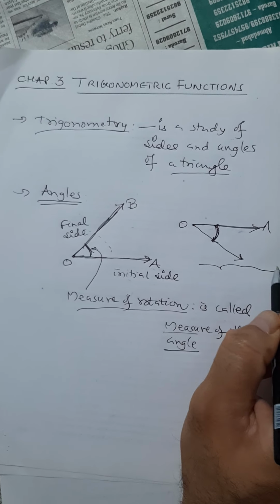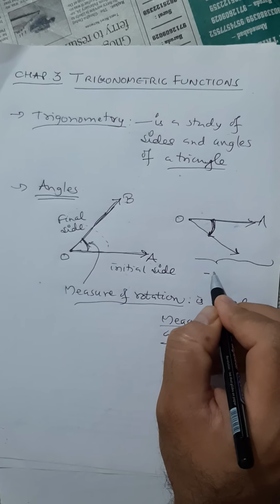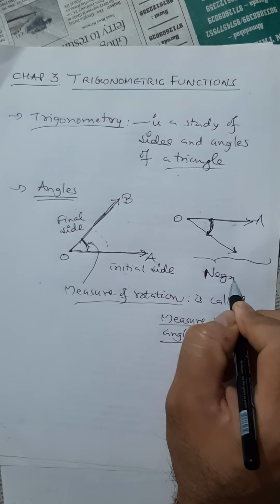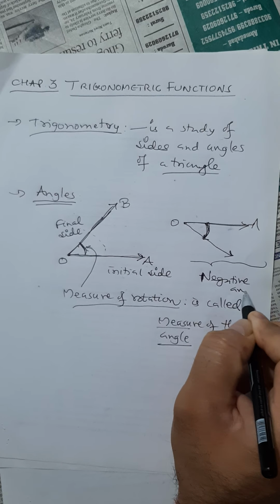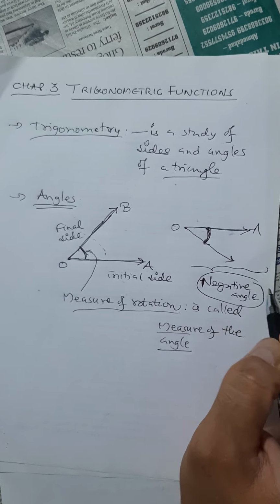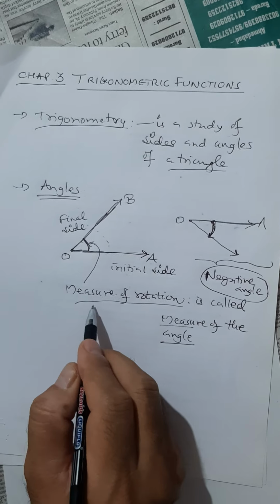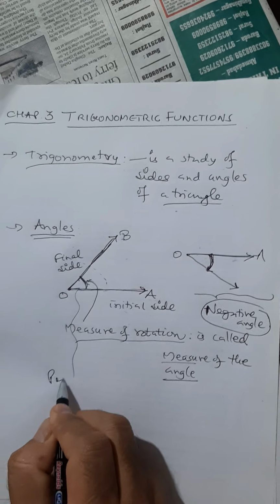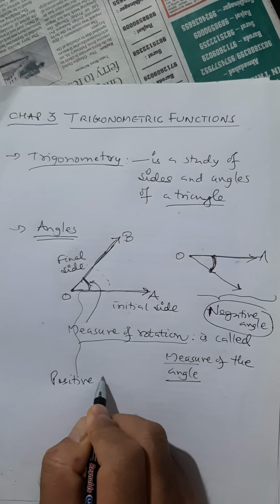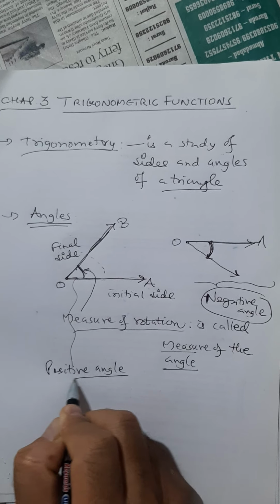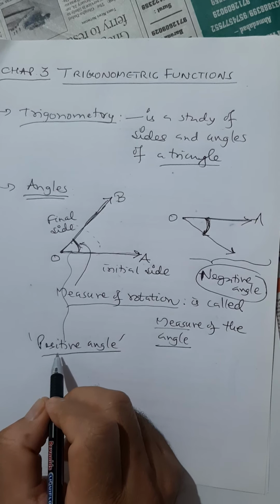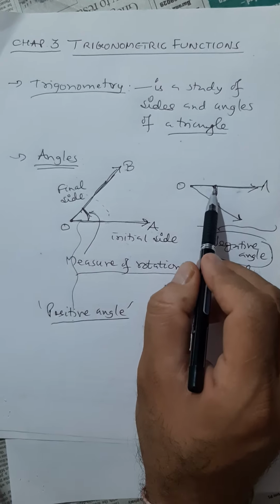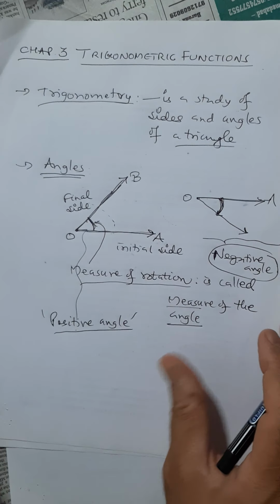But when it is in clockwise direction, then a negative angle is used. And when it is in anti-clockwise direction like this, then a positive angle is used. So a positive angle means you are moving in anti-clockwise direction. A negative angle means you are moving in clockwise direction.